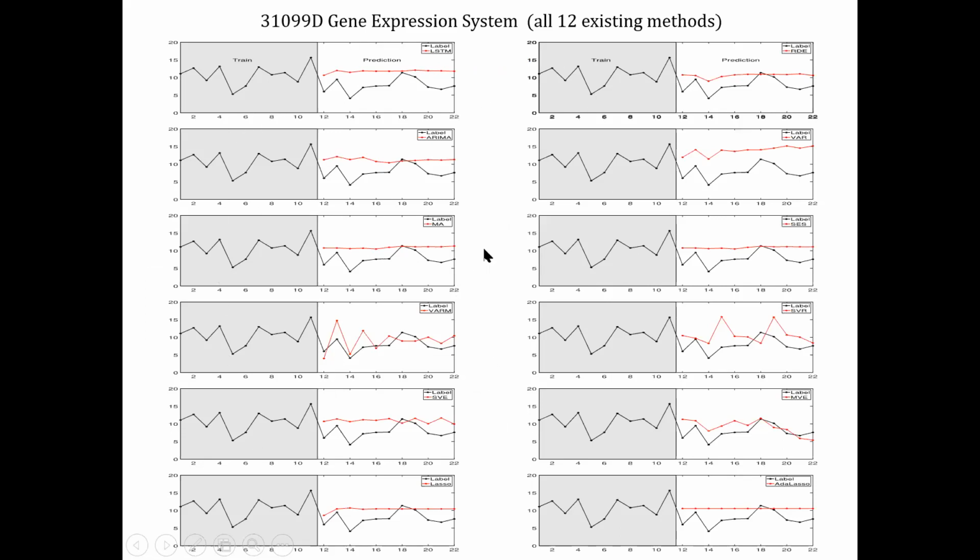It's just the prediction. You use 11 for training, 11 for prediction. It cannot give good results. The reason is, as mentioned, the time series is too short. Most of the methods depend on statistical patterns. They need a large amount of data, but we don't have it.